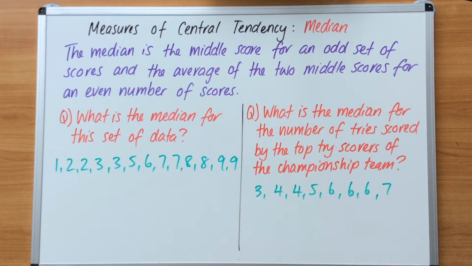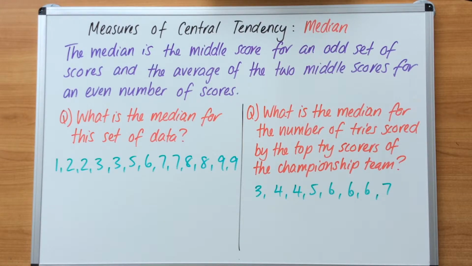Again, we're continuing with measures of central tendency, but now our focus is the median. So the median is the middle score for an odd set of scores, and the average of the 2 middle scores for an even number of scores. To make finding the median of scores easier, you must first rearrange the scores in ascending order, which is smallest to biggest. So I've already done that for these 2 questions that we're focusing on here. Normally in a question you won't get that, you'll need to put them in ascending order first.